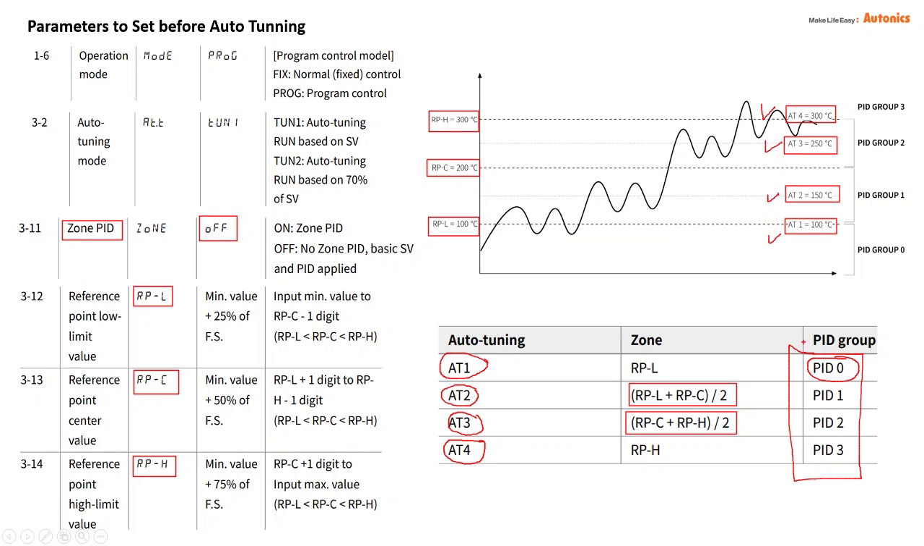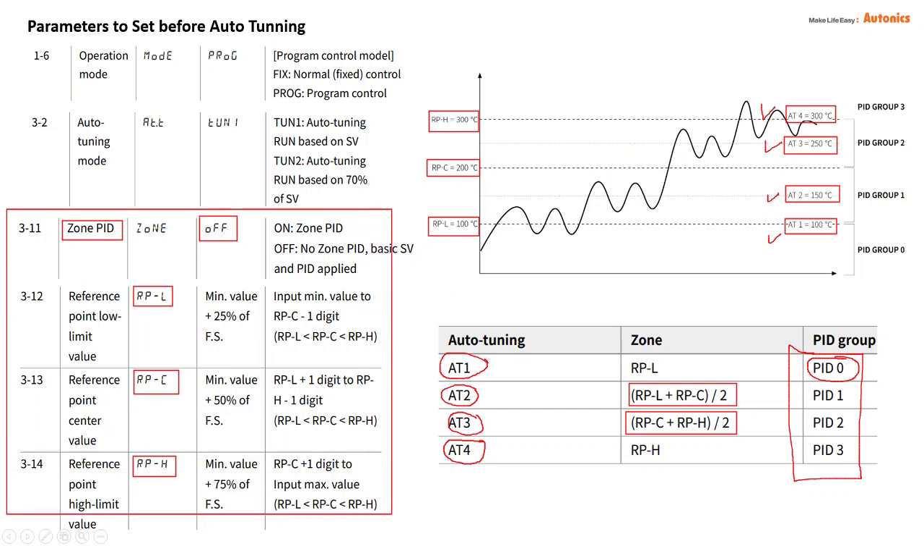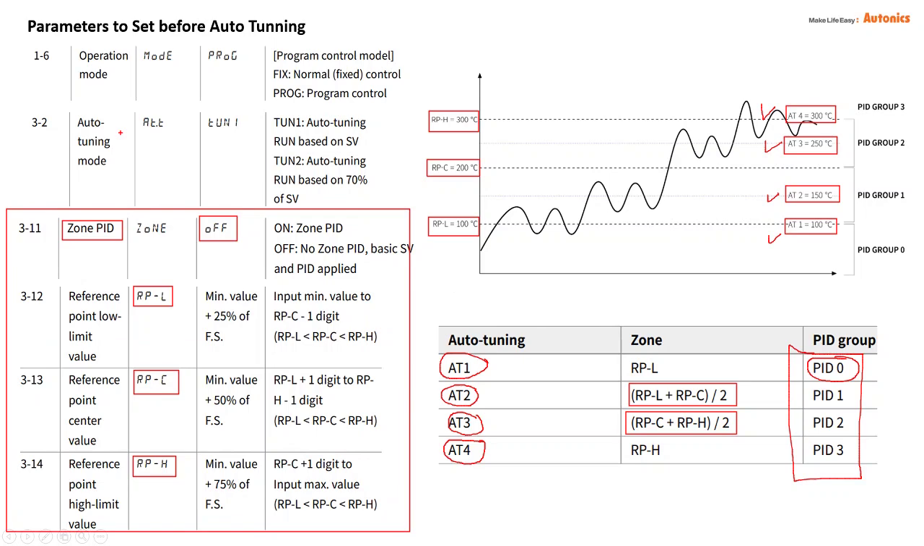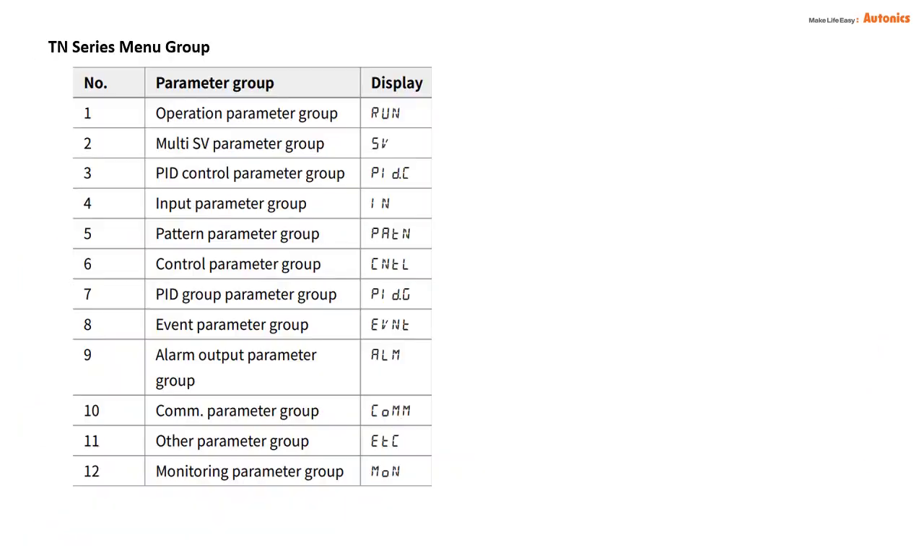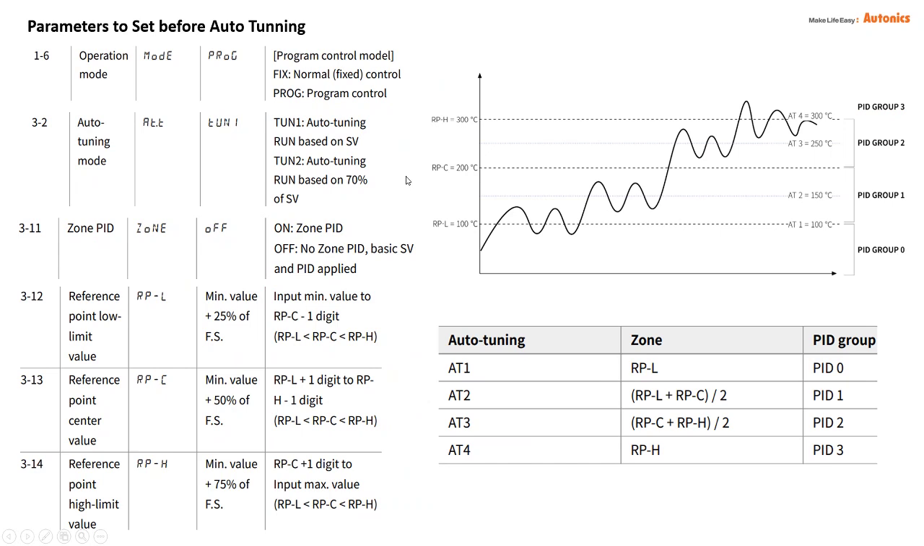After all the settings are done, we need to make sure our sensor is correctly set, whether it is thermocouple or RTD, and its type, and then we can start the auto tuning with the AT parameter. All the parameters that we checked here are available in the PID-C group. Now let us see a demo on how this auto tuning is done.